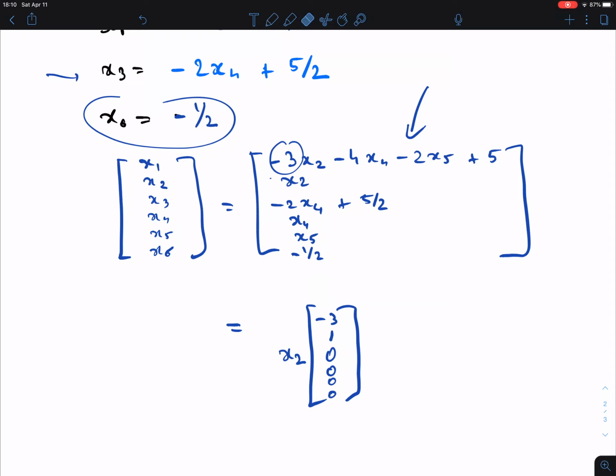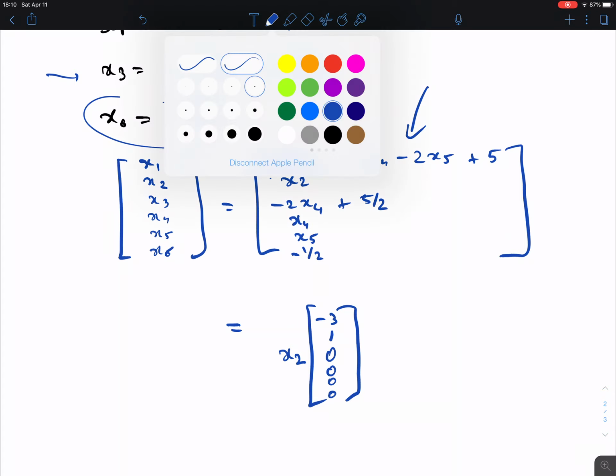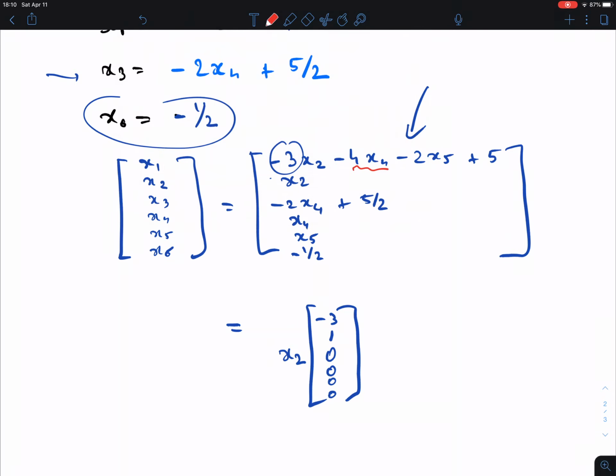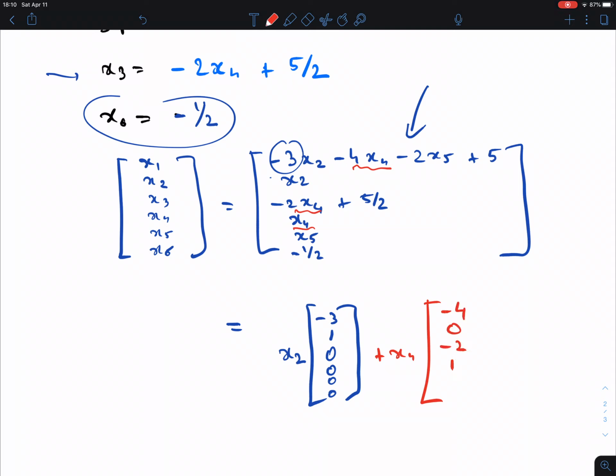So what's now the coefficient of x4? If I factor out x4, what do we have? Here's x4, and here x4. So plus x4 times, what I have, a negative 4 there, nothing on the second row, a negative 2 in the third one, a 1 in the fourth, a 0, and a 0.